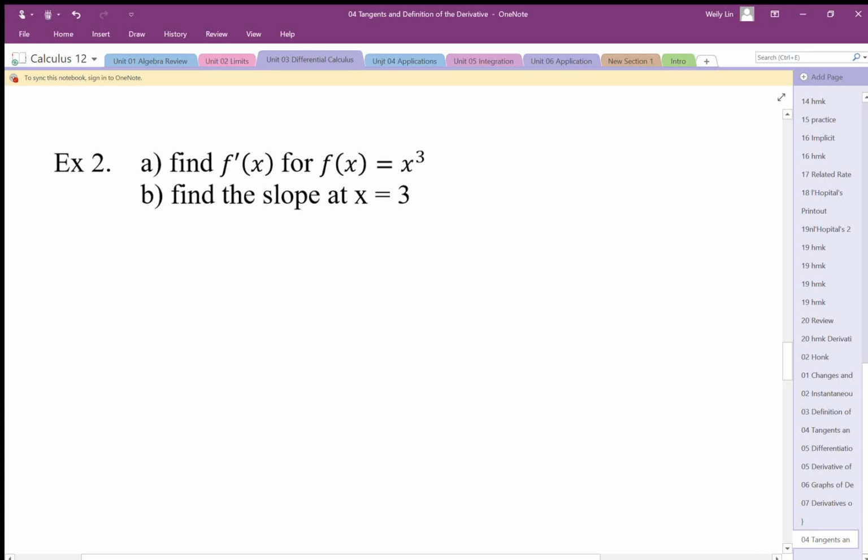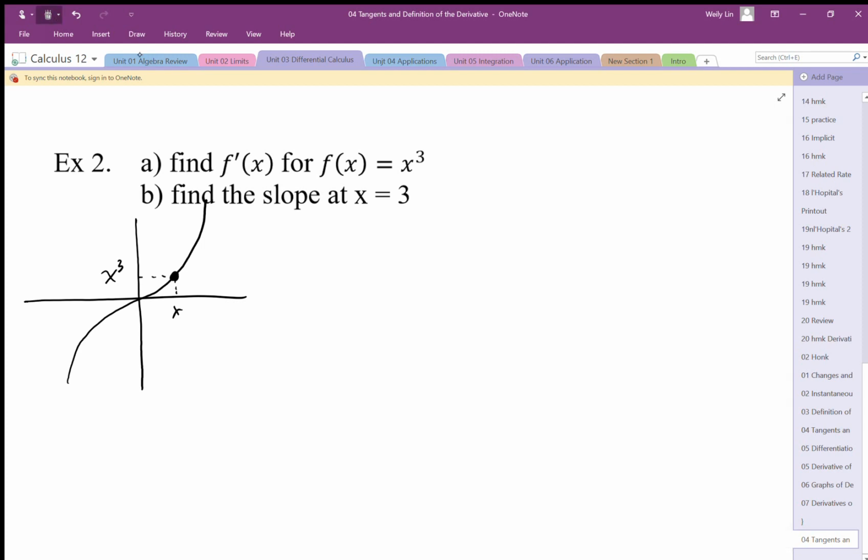This is an x cubed function. Okay, so I'm going to sketch that out. I'm going to have some general point x. This y coordinate is x cubed. I'm going to find some arbitrarily close point x plus h. And this y coordinate then must be x plus h cubed when I put it into the function.